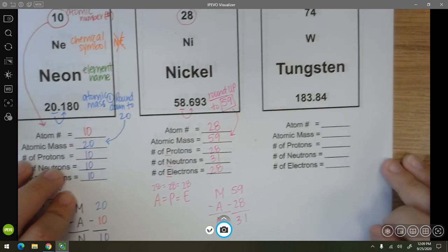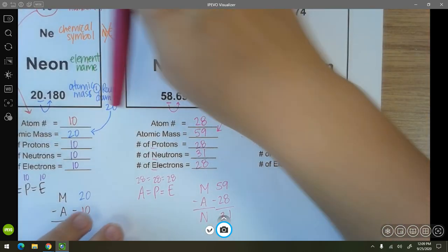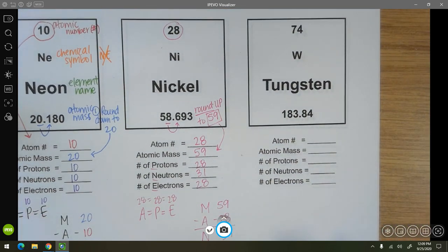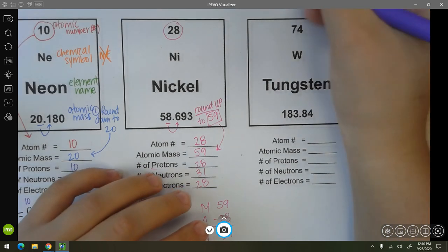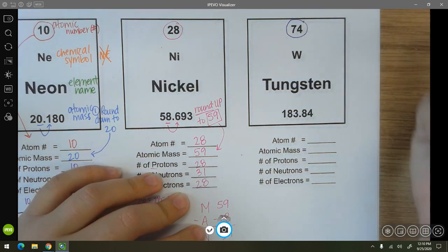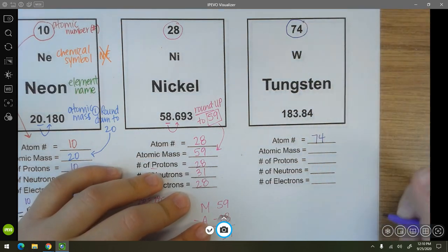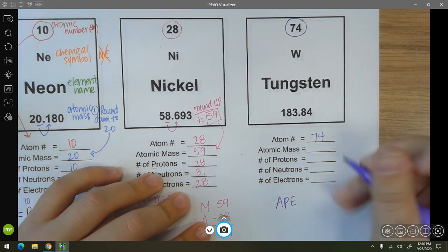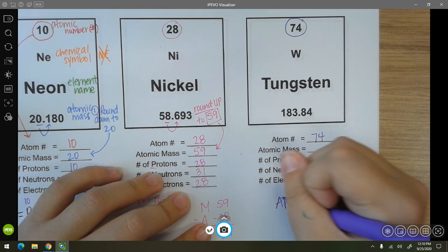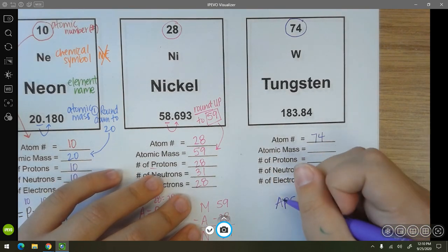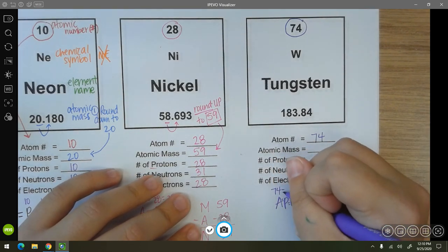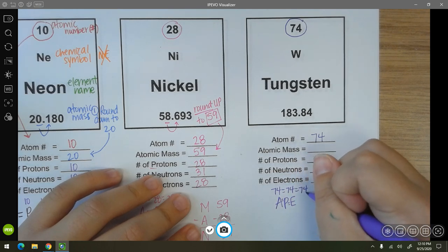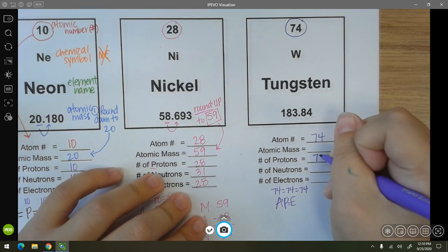All right, let's do it one more time. Hopefully you're starting to get it down pat. You probably could do this one by yourself, but let's do it all together one last time. Okay, so I'm going to circle my atomic number. It is 74. I remember APE. So that means A equals P equals E. So 74 equals 74, which equals 74. All right? They all equal each other.